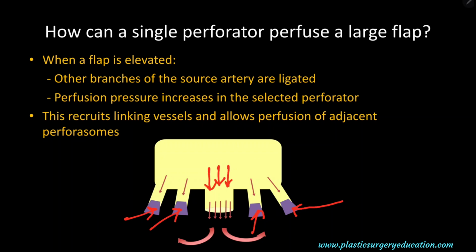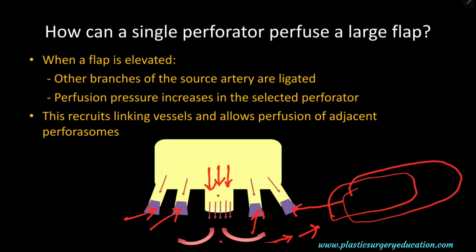open. So what happens is the perfusion pressure increases in the selected perforator, which is this one, and then this recruits the linking vessel. So when the perfusion pressure increases over here, the perfusion pressure is thereby transmitted to the linking vessels, which allows perfusion of the adjacent perforasomes, and thereby we are able to harvest larger flaps. So in this way, a single perforator can perfuse a large flap.